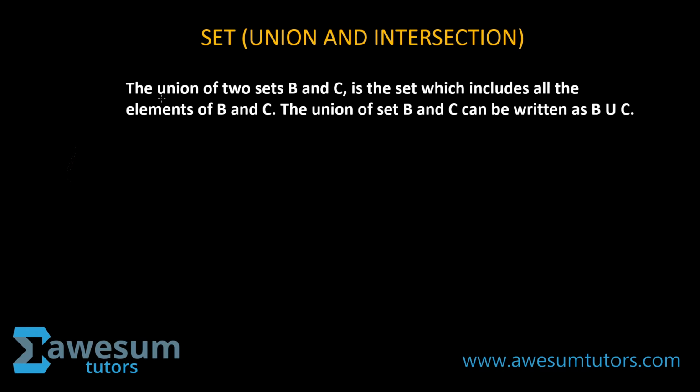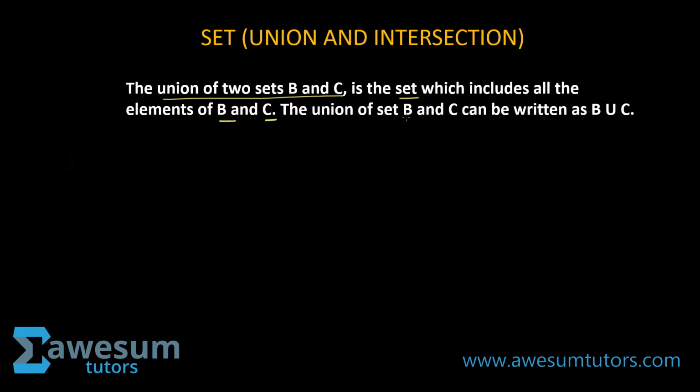Now the union of two sets B and C is the set which includes all the elements of B and C. Take note, the union of two sets B and C, or any two sets, is the set which includes all the elements of B and C, or of both sets. Okay, we are going to be looking at some examples right here today.